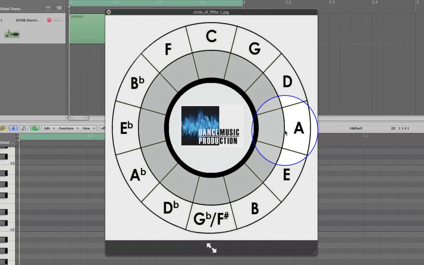So in the next session, I'm going to show you how you can use this circle and how you can identify which notes are sharps and flats in your chosen scale.